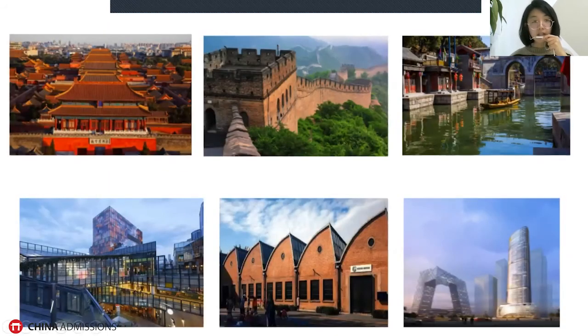And in Beijing, you can travel to some traditional places like the Forbidden City, the Great Wall, and the Summer Palace. But besides that, you can definitely go to some modern places like the Sanlitun shopping mall and 798, which is famous as an artist area. There are a lot of exhibitions there.